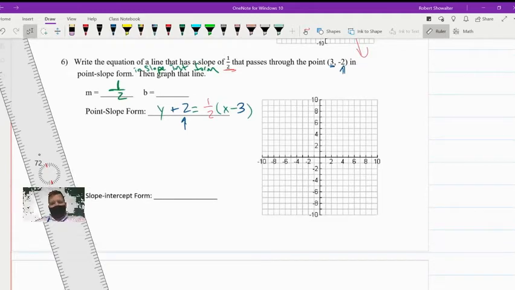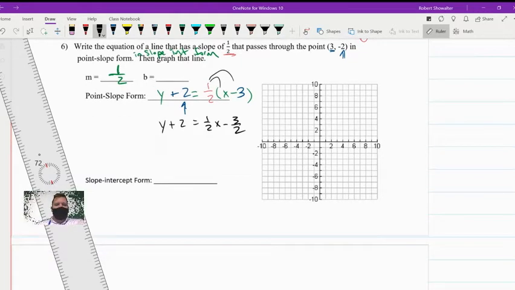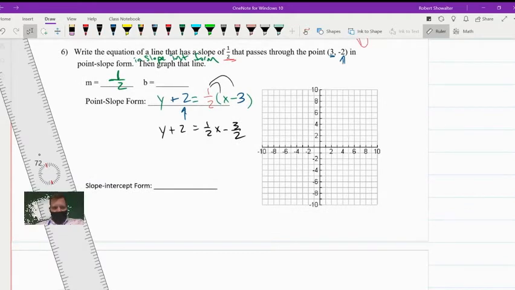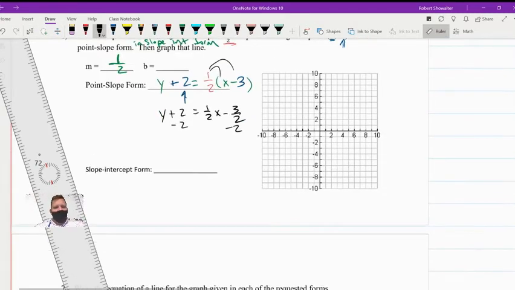Now we want to convert it into slope intercept form. To do that, we distribute the 1/2. So we get y plus 2 equals 1/2 x minus 3/2, because 1/2 times 3 is 3/2. And now let's turn around and solve it for y to get it into slope intercept form. Subtract 2, and we're going to get y equals 1/2 x.